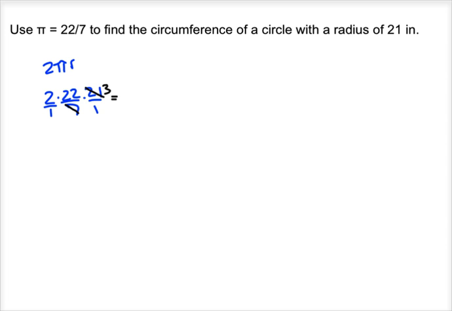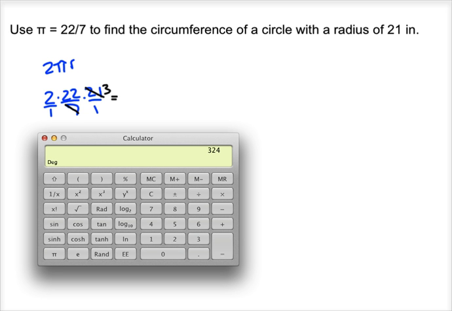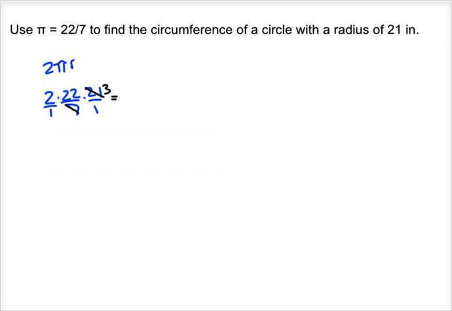And now I just need to multiply across. 2 times 22 times 3. So 2 times 22 is 44. 44 times 3 is 132. And there's units on this one. So circumference, which is just a distance around something, is going to stay in inches.